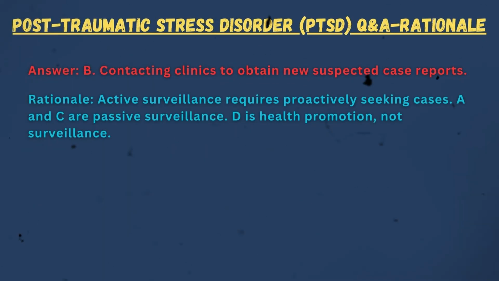Answer: B. Contacting clinics to obtain new suspected case reports. Rationale: active surveillance requires proactively seeking cases. A and C are passive surveillance. D is health promotion, not surveillance.